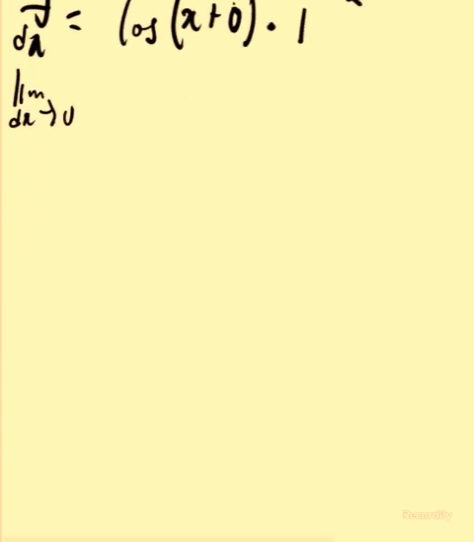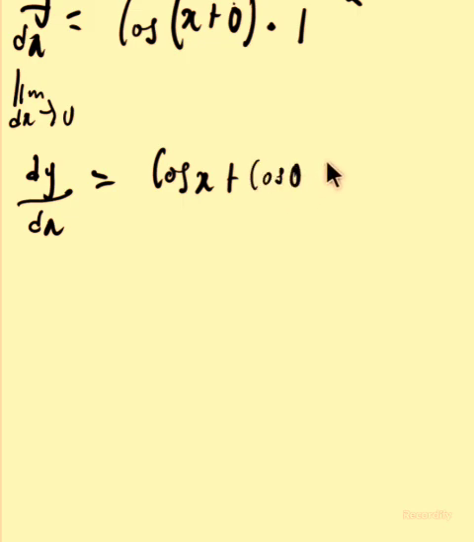If you don't understand that, you can let me know in the comment section. Okay, I'm having dy over dx now equal to, since I've taken the denominator already, cos of (x plus 0) multiplied by 1.